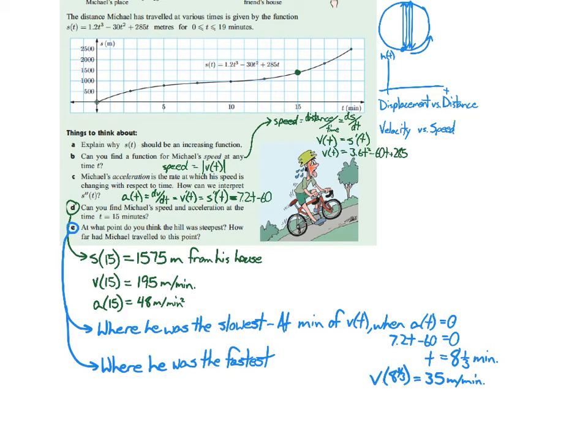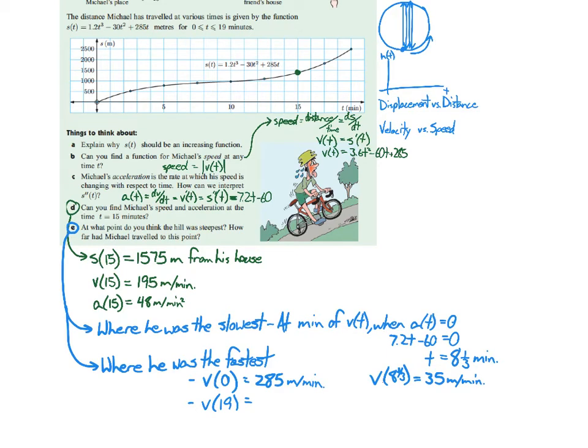Either at the beginning or at the end. Remember, in optimization problems, the optimal points always occurred either at a critical point or at the endpoints of the interval that you're given. So we would want to look at v of 0 and v of 19. If you plug in v of 0, you'll notice we get 285 meters per minute.